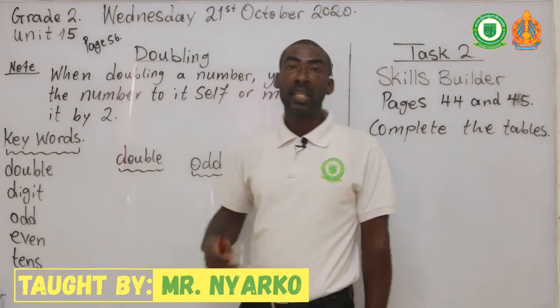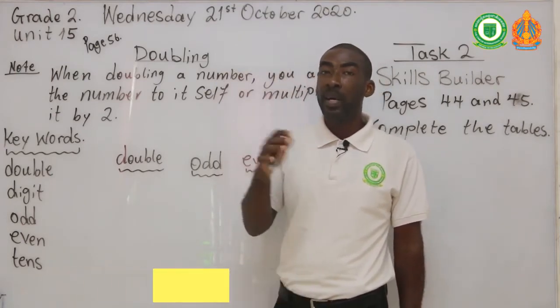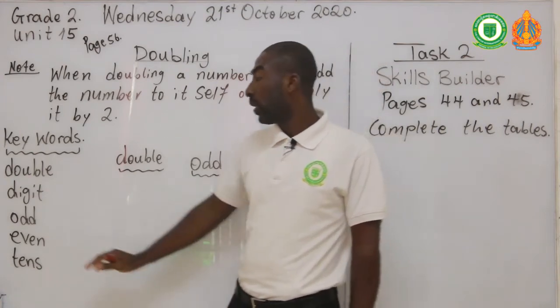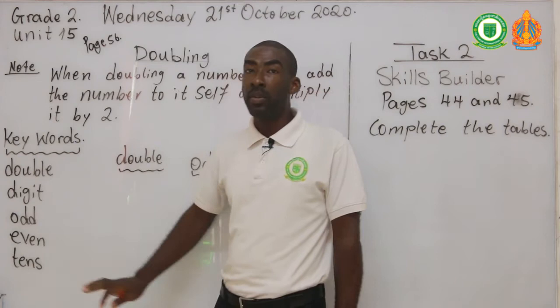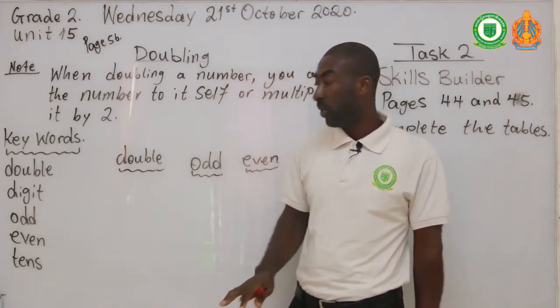Even numbers. Even numbers are numbers that when you divide by 2, you don't have any remainder. So when you divide 4 by 2, there is no remainder. That means it is an even number as well.